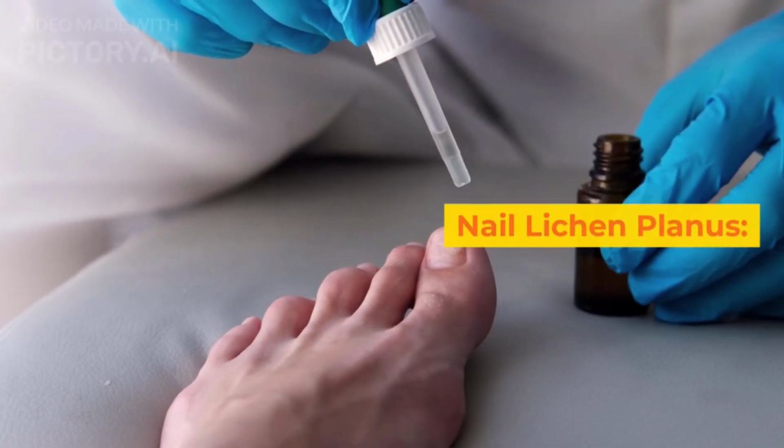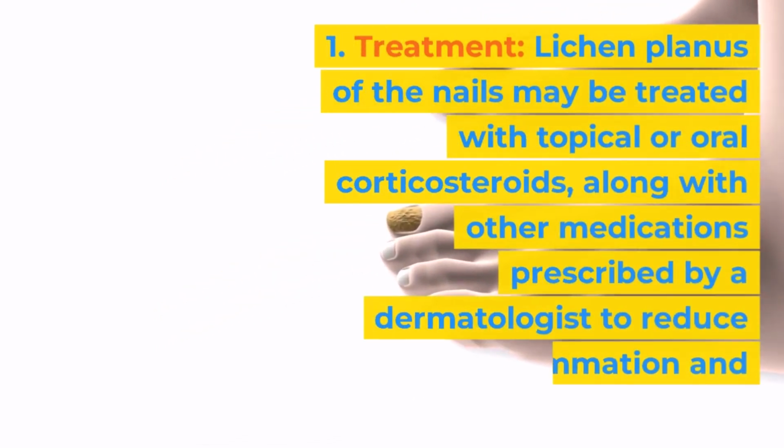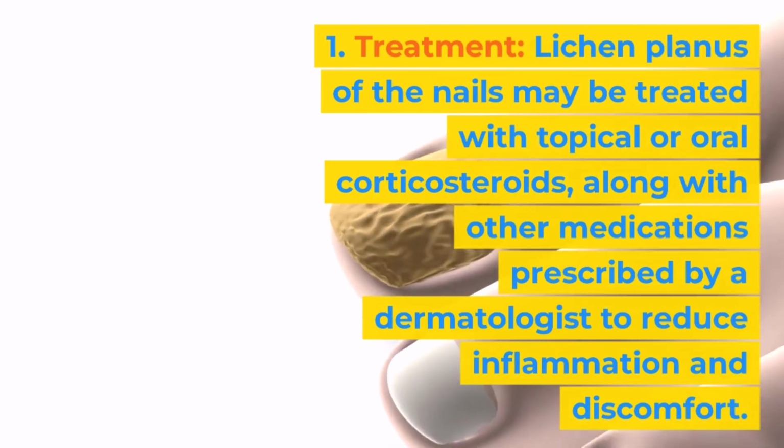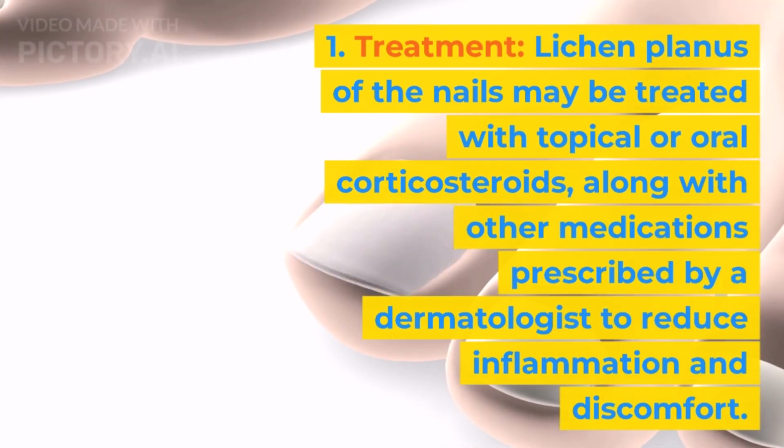Nail lichen planus. Treatment. Lichen planus of the nails may be treated with topical or oral corticosteroids, along with other medications prescribed by a dermatologist to reduce inflammation and discomfort.